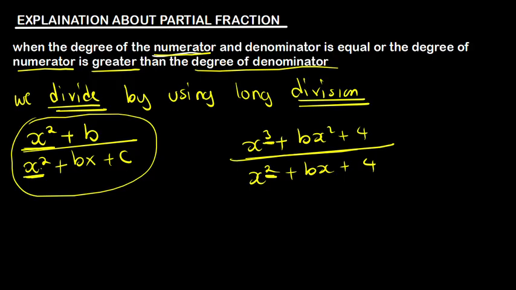Okay, now let us also look at the other one, this question. How do we solve it? This time you have x squared plus 1 over x squared minus 3x plus 2. The degree here is 2, and the degree there again is 2. So when you have this, we use the long division. Now let's use our long division method.